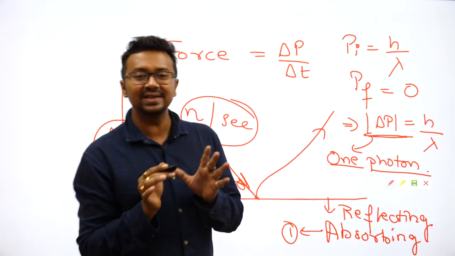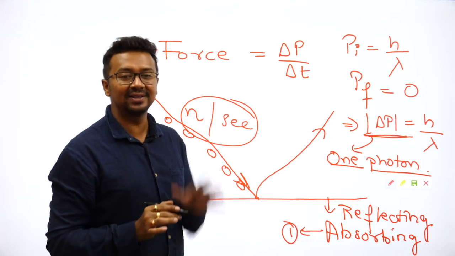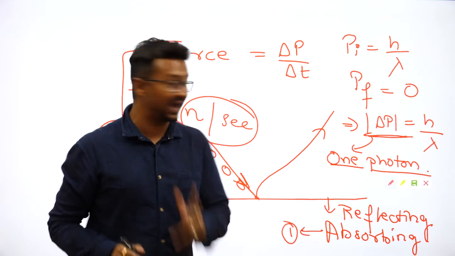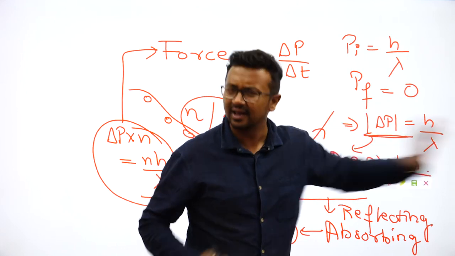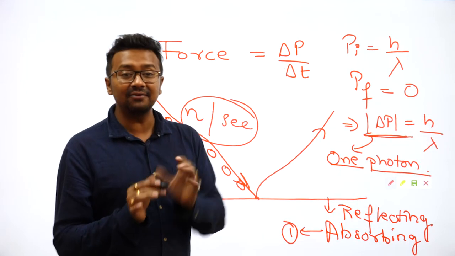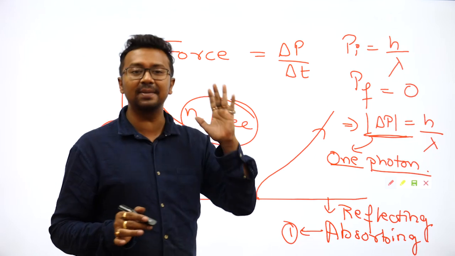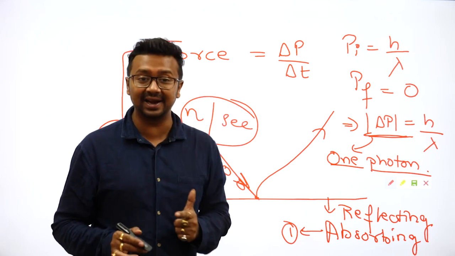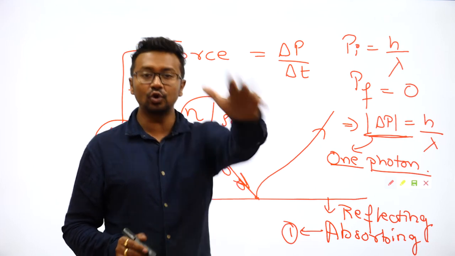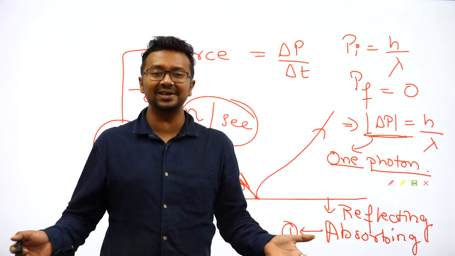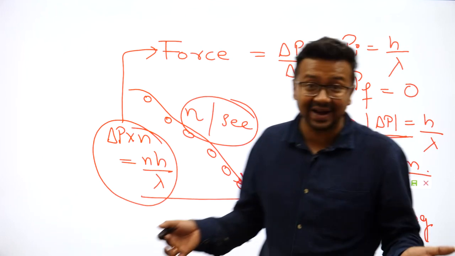So what did we do in this case? We simply found the change in momentum. We got the change in momentum as h divided by lambda. Then we multiplied it with the number of photons which are coming and striking the metal surface per second. So that will be the total change in momentum per second. So what is the total change in momentum per second? It is nothing but equal to the force, my dear students.